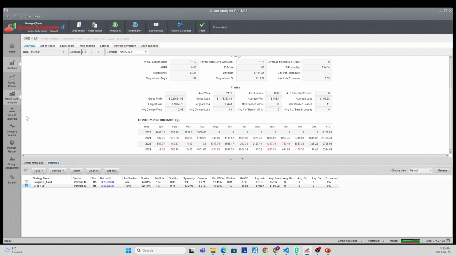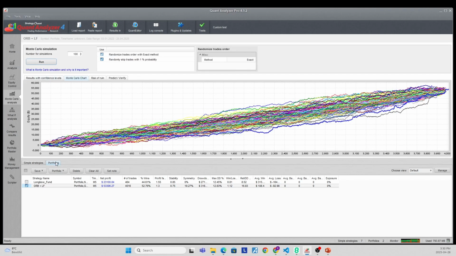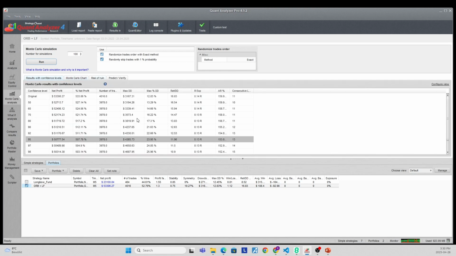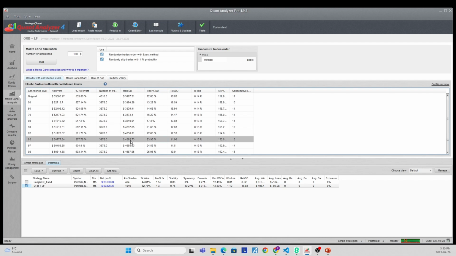But the tab I want to show you is the Monte Carlo analysis, because here we're able to run 100 different simulations. As you can see, it will essentially permute the order of the trades. If we look at the results with confidence levels, we can show the odds of having a certain drawdown at different confidence levels. That means that at the 100th, the absolute worst case scenario, our max drawdown should be 30%. But at a 95th percentile confidence interval, our drawdown should only be 24%.